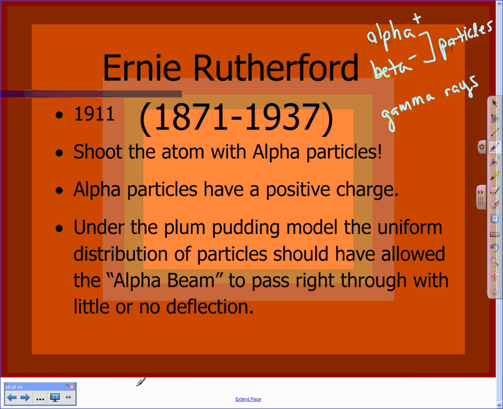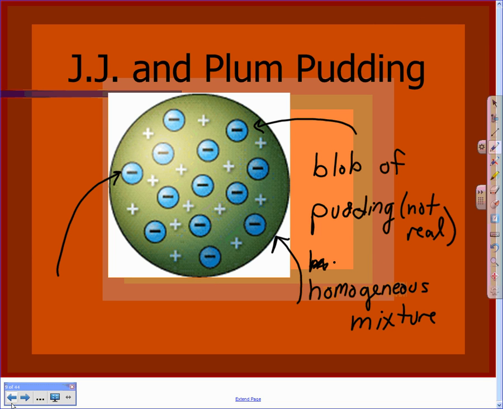Now, if we go back to the plum pudding model, let me just go back here. If you shoot a positive particle at this model, what would you expect to happen? Right now, say it to the person next to you, behind you, it doesn't matter. Someone should say something. What would you expect to happen? Go, say something.